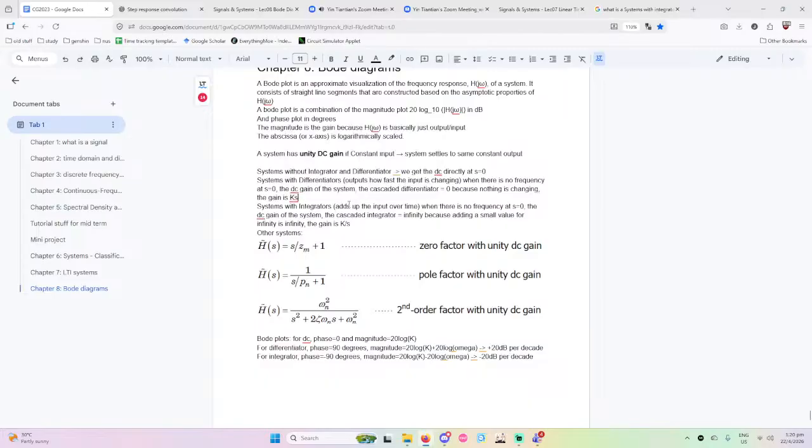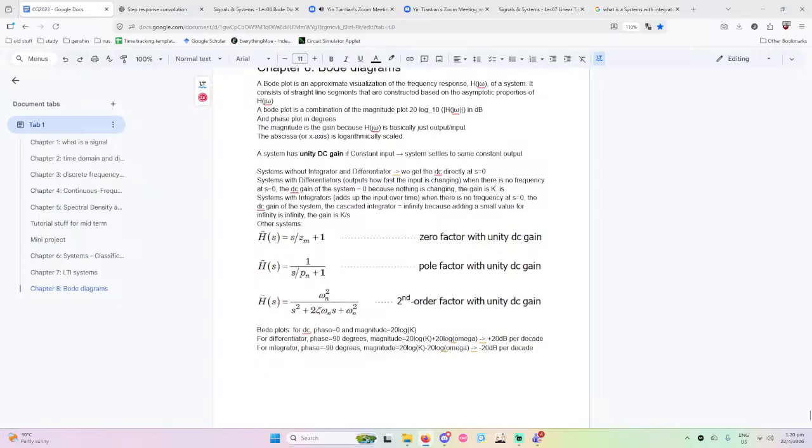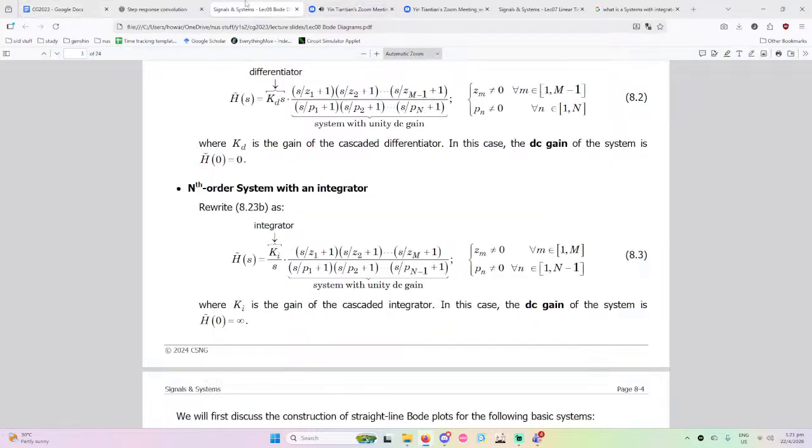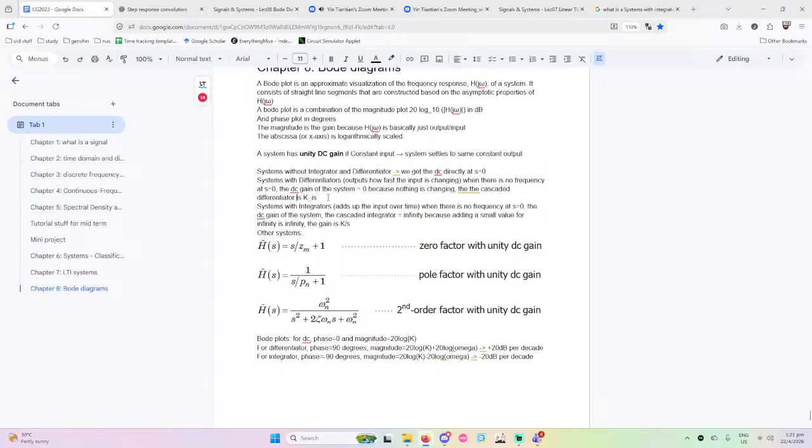So we have ki divided by omega times e to the power of minus j 90 degrees. Again, we assume that ki and omega are both positive. So in this case, the magnitude response in dB will be equal to 20 times log 10 of ki divided by omega. So it is equal to 20 times log 10 of ki minus 20 times log 10 of omega. Okay.